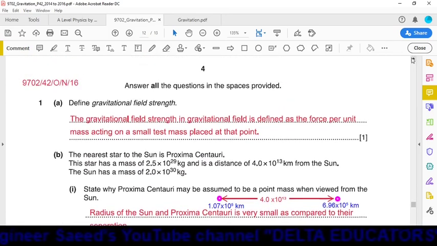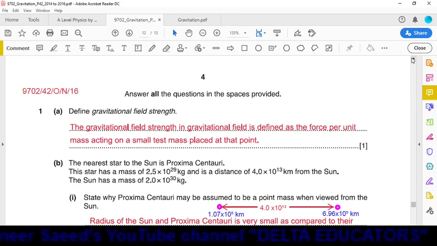It is from October-November 16. Define gravitational field strength. Gravitational field strength in a gravitational field is defined as the force per unit mass acting on a small test mass placed at that point.